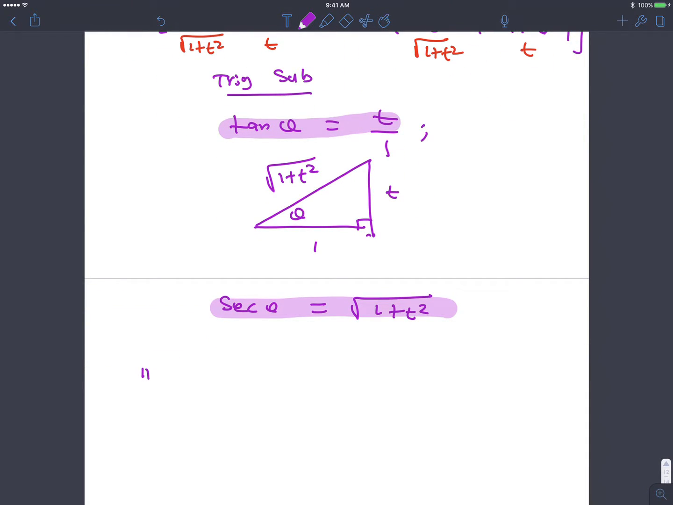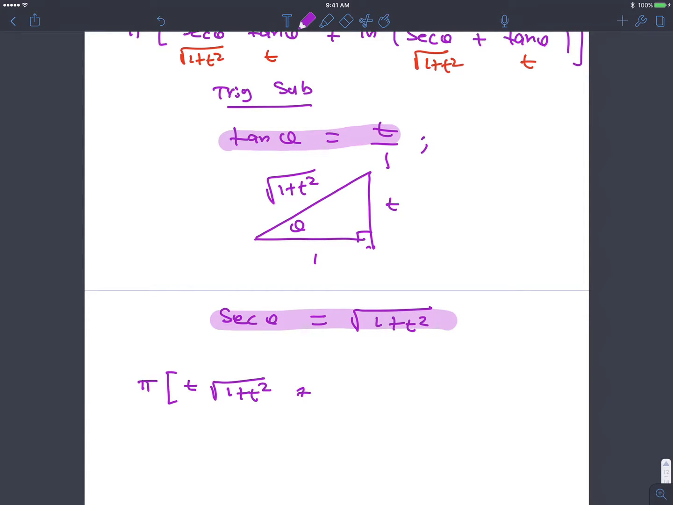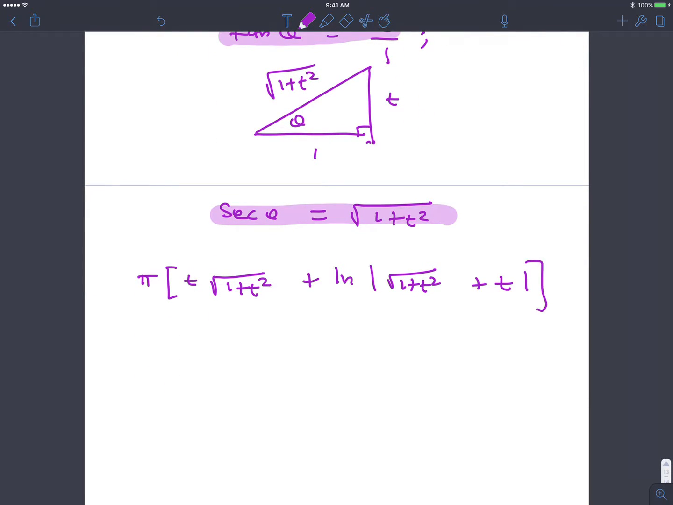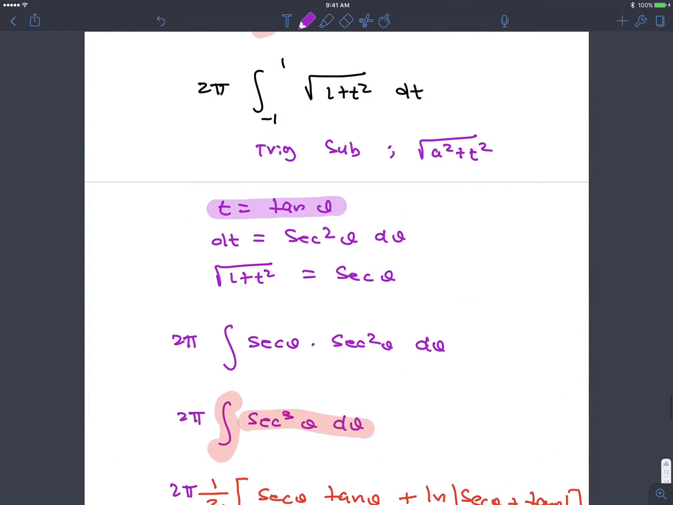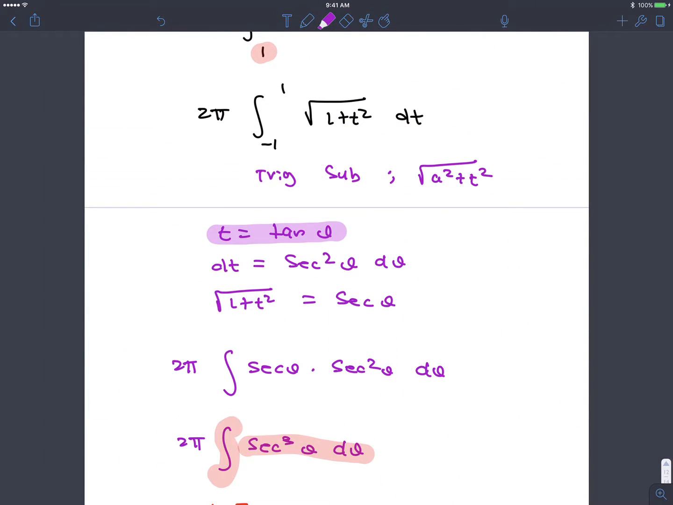Do you guys know? We get pi times t square root 1 plus t squared plus natural log absolute value square root 1 plus t squared plus t. Anybody know why we need to do this? Yeah, go back over here. Look at this. This is t is 1. This is t is what? Negative 1. Is that right?